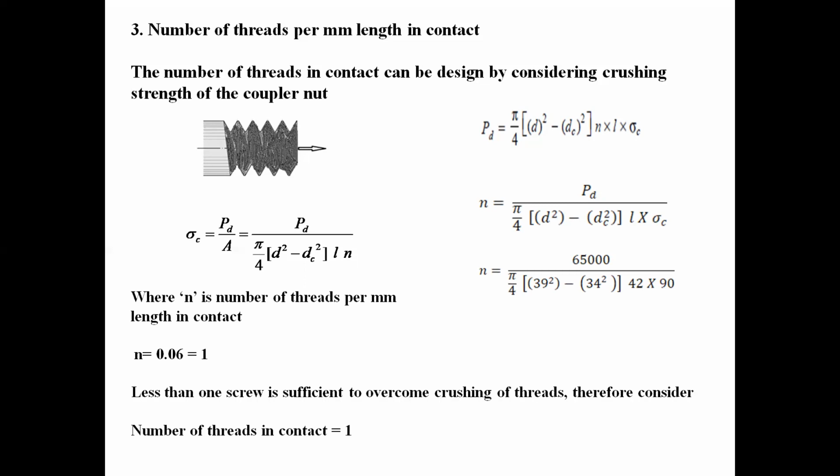Here n comes out almost 1. So only one thread per unit length is sufficient for the safe value of the threaded portion under crushing. So this is one of the ways by which we can find out how many threads should be engaged.